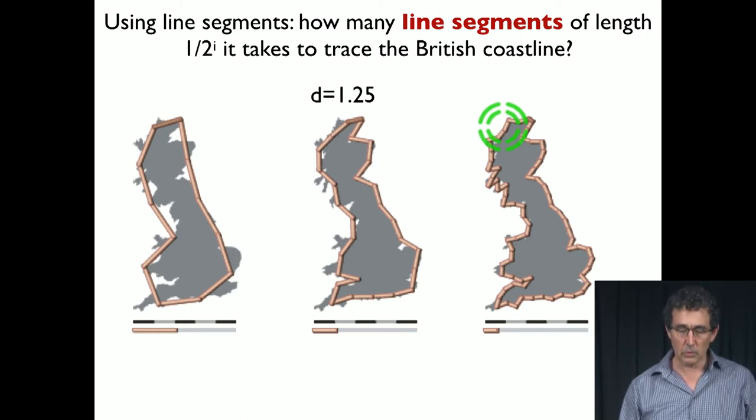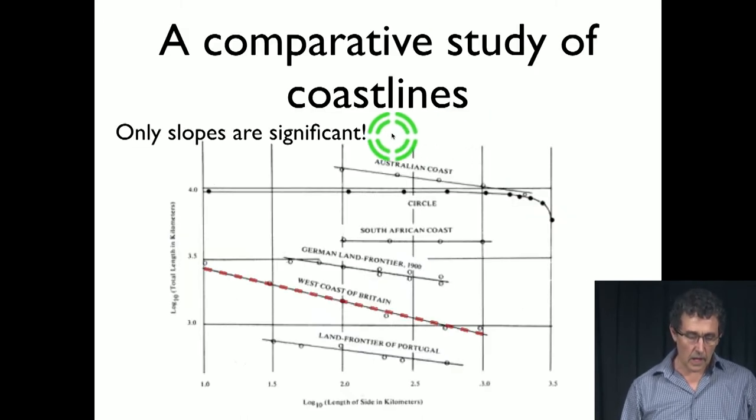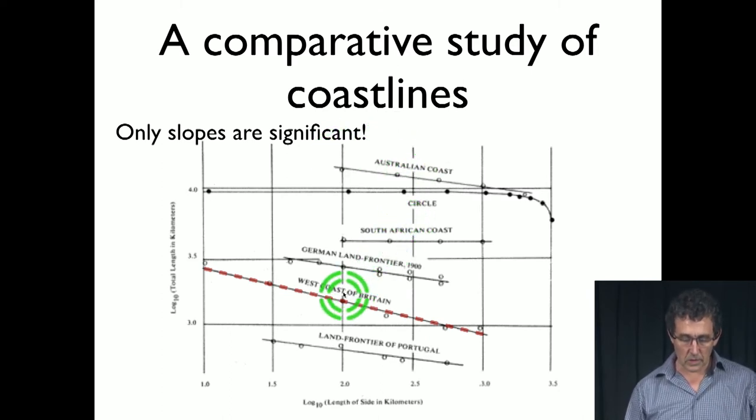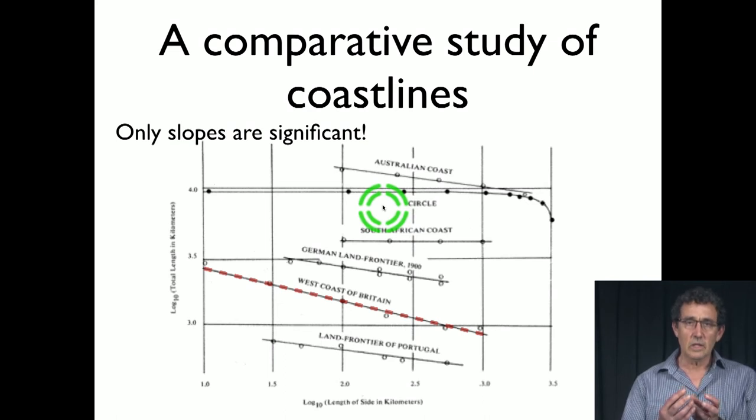And it's not always 1.25. Here is a study that compared the Australian coast, the South African coast, the west coast of Britain, the land frontier of Portugal, in terms of their dimension. And the only important thing to remember is that only the slopes are important here, right? Because we don't really care about the additive constant. So the slopes are different, and what they imply is whether the particular coastline is more broken up or less broken up.